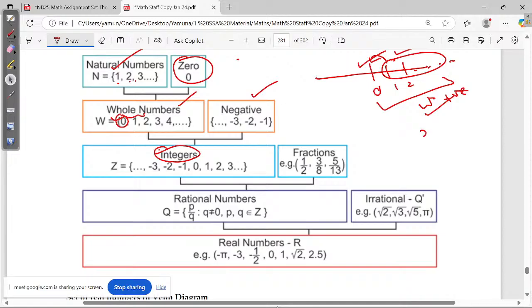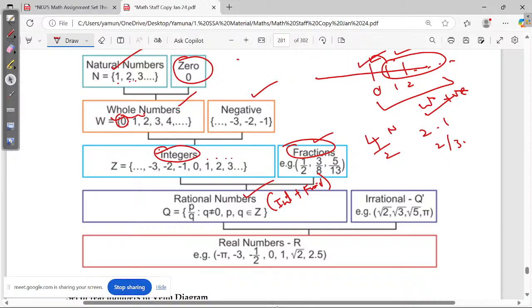Integers means we will not talk about 2.1 or 2 by 3 in this format, where the numerator and denominator have no common factor, or the denominator is exactly equal to 1. So you can present it in just this form, without decimals and without fractions. If you present in fractions, like 1 by 2 or 3 by 4, these together will be called rational numbers. So rational numbers will have integers and also fractions.